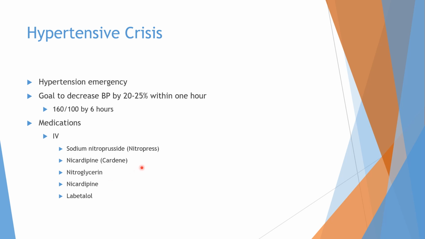We can give sodium nitroprusside, or Nipride, you'll hear it called. And that's another IV medication that's a pretty potent vasodilator. We can also give nitroglycerin and labetalol. So labetalol is one of our beta blockers that's very potent and works a lot on the beta receptors in our blood vessels to cause vasodilation.